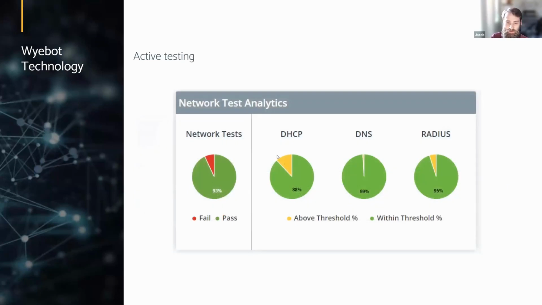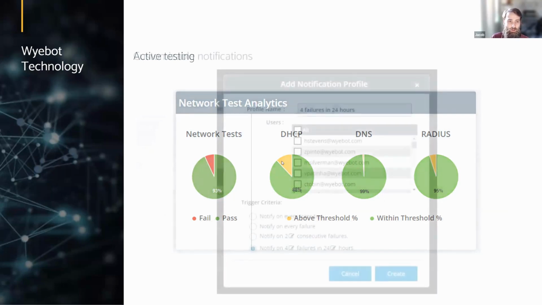Active testing, right? So the sensor can actually act as a client, right? So it can connect to your network, run a variety of different tests. You can put in URLs for your different statewide testing websites, for example, and it will actually connect through your network, through the Wi-Fi and the wired, and run tests, right? So that's a big part of our solution as well.